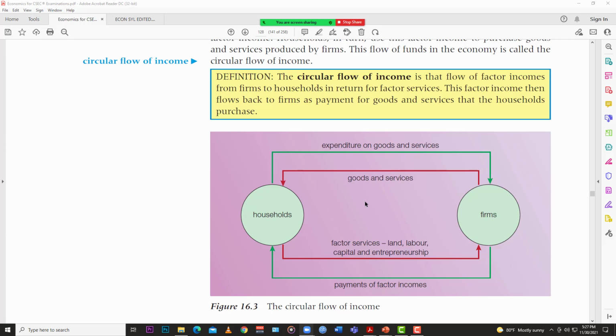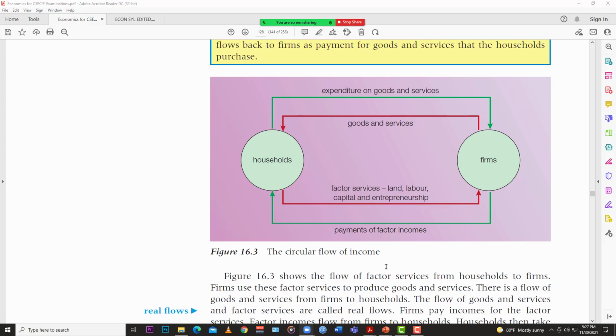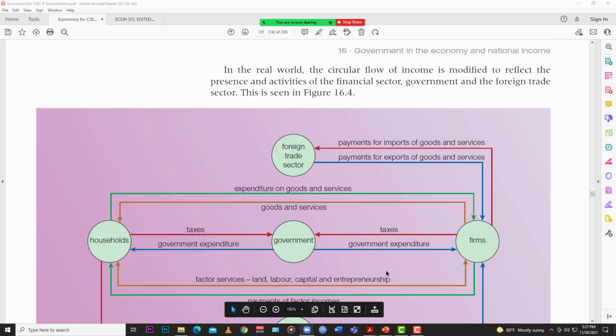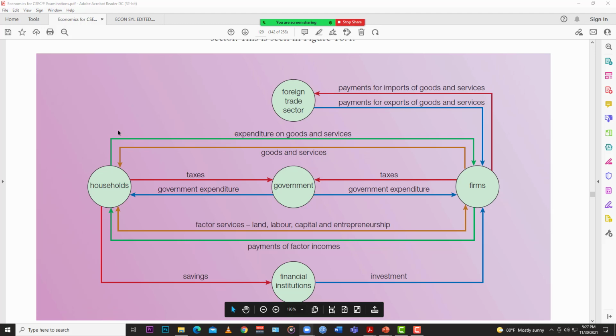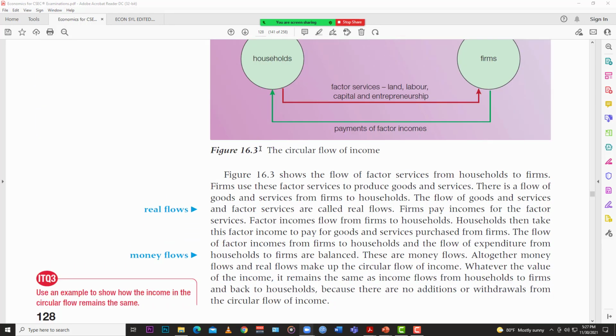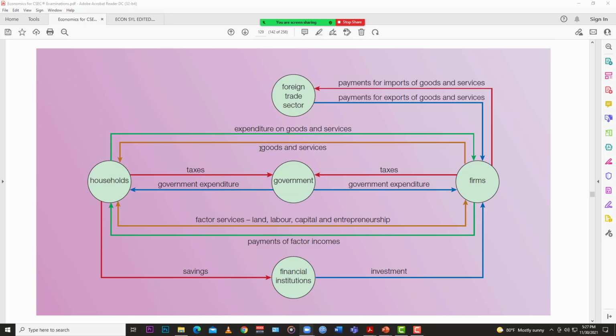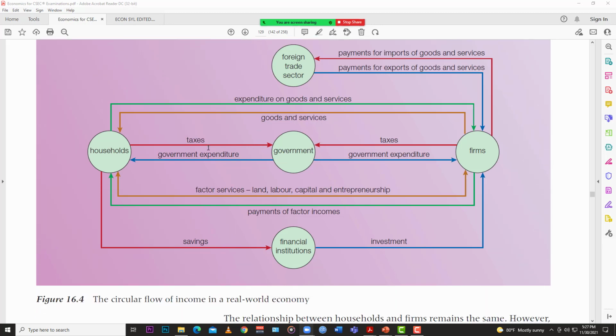But as we have highlighted, this is not reality. A closed economy is not reality. What reality is, however, is an open economy, a real economy. And so you realize things look a little bit more complicated now, because we're talking about the real world now, well, close to the real world as we can get.